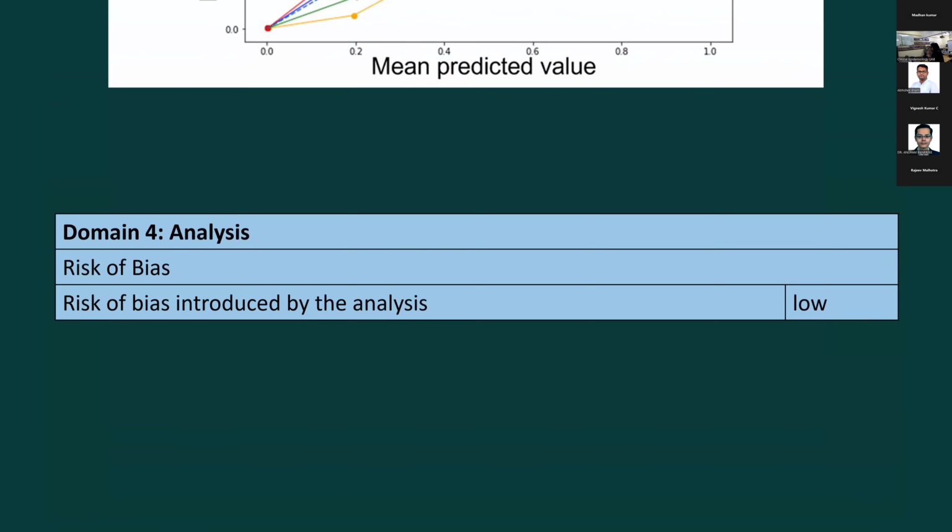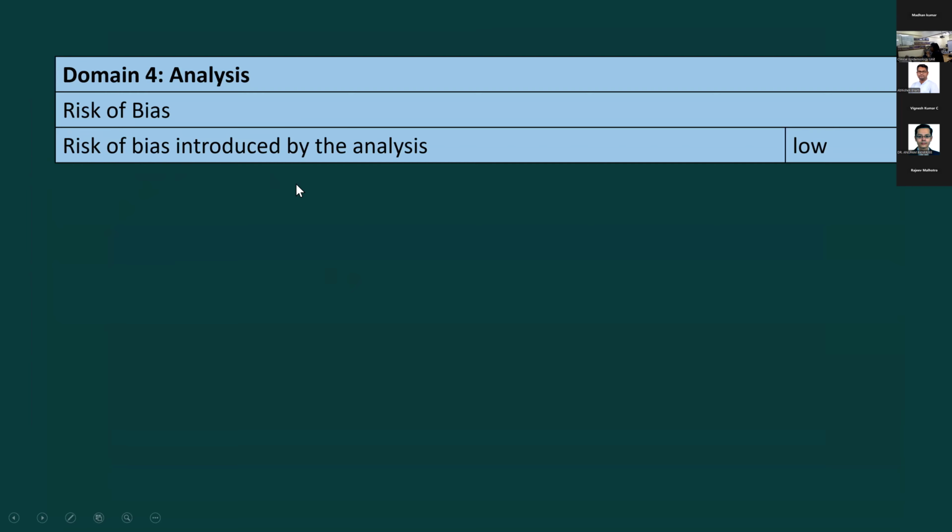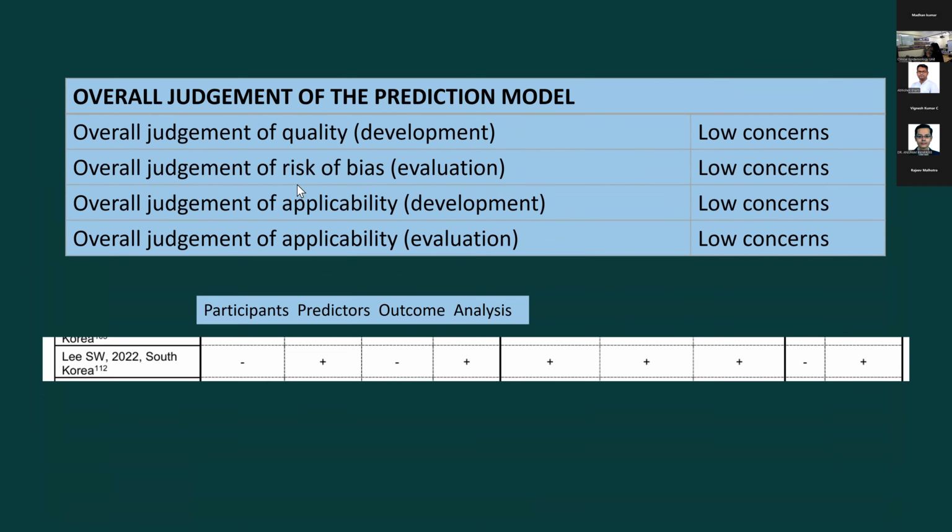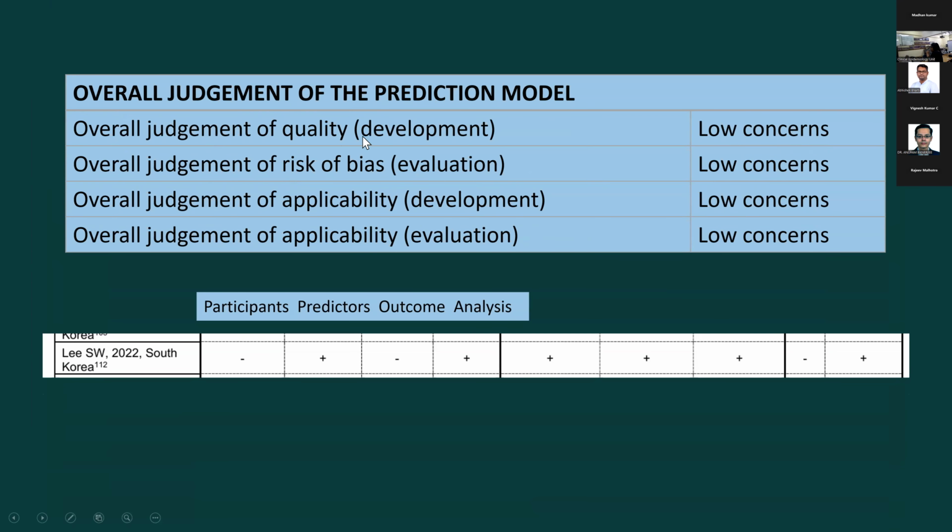So this is a calibration curve I discussed earlier. So the risk of bias overall is low. So overall judgment of the quality and risk of bias for both development and evaluation, it has low concerns. Regarding the applicability, for the development and evaluation, again, there are low concerns. So this is something which is given in the meta-analysis for this specific study.